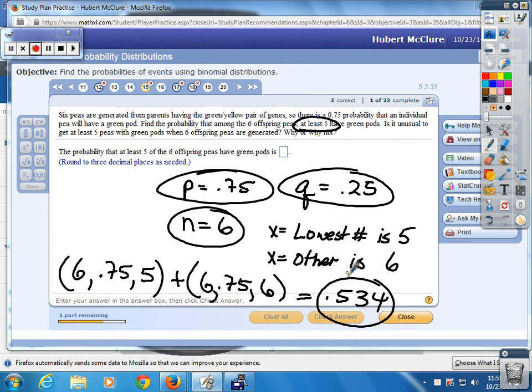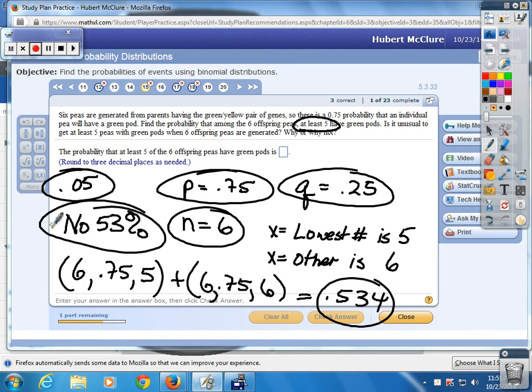So, find the probability that among 6 peas, at least 5 have green pods. You got a 53% chance. Now, it's going to ask you, is this unusual to get at least 5? Well, 53%, is it unusual? 5% is unusual. So, no, it's not unusual. It's more than that. Exactly, 53%. So it's not unusual.